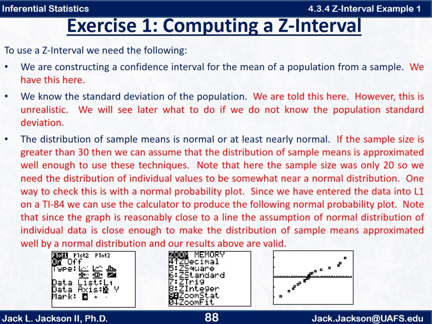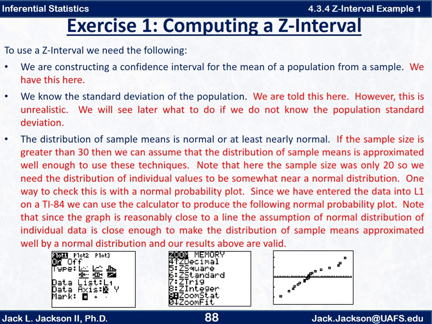The final thing is the distribution of sample means is normal, or at least nearly normal. Now remember, if the sample size is greater than 30, we can assume that the distribution of sample means is approximated well enough to use these techniques regardless of the distribution. Okay? Now notice here that the sample size was only 20. So we need the distribution not to be just anything, but somewhat near a normal distribution. Particularly, it needs to be free of outliers. It needs to be hopefully kind of mound-shaped in the middle. Especially, it doesn't need to be drastically skewed or have outliers. Those are the two things that will really mess it up.